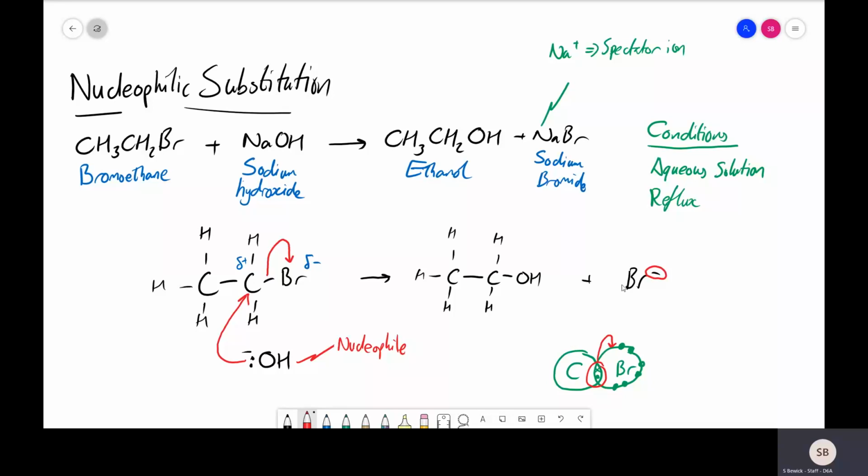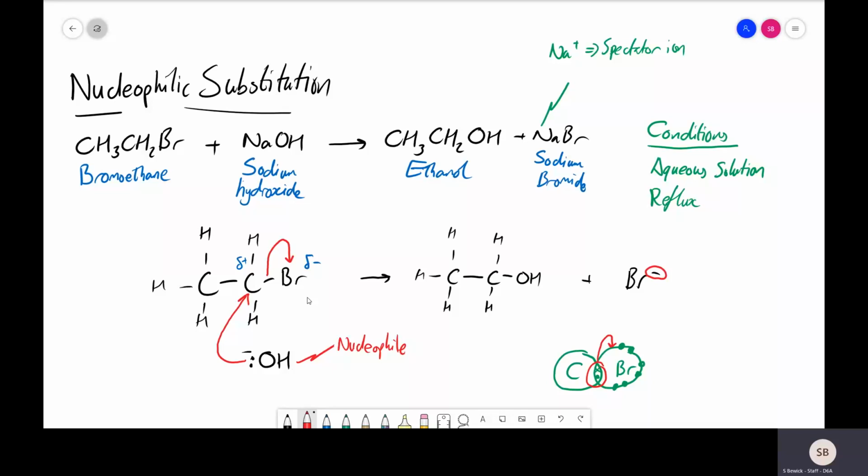And again, the Br minus is in this reaction, but not in the top one, because in the top one we've written it as sodium bromide, but because it's in solution, we've just got sodium ions and bromide ions. So that's nucleophilic substitution. The nucleophile attacked the carbon because the carbon had a delta plus charge because there was a polar carbon-halogen bond, and then the carbon-halogen bond breaks off. So the hydroxide and the bromine swap places or substitute places. That's why it's a substitution reaction.